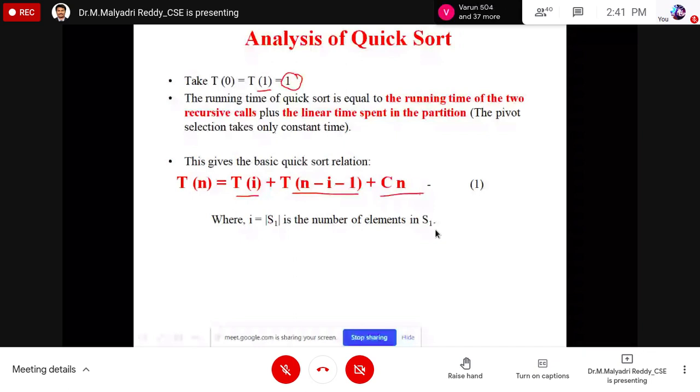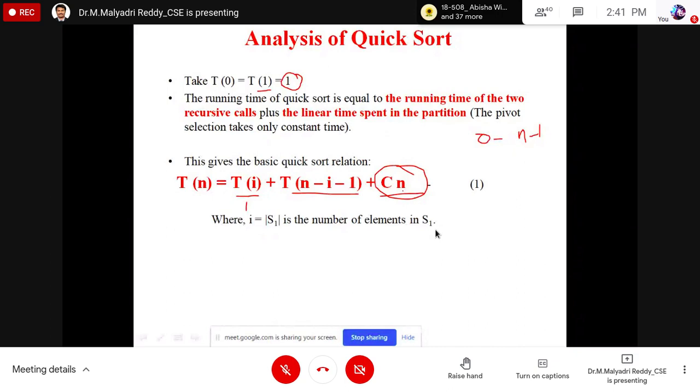T(N) = T(I) for the elements in the first part plus T(N minus I). Generally the range goes from 0 to N minus 1, the complete set of elements. So if I elements are selected for the left subarray, the remaining elements are placed in the right part. And one more term is the splitting for the partitioning, which requires N units. This is the complete complexity for quicksort.